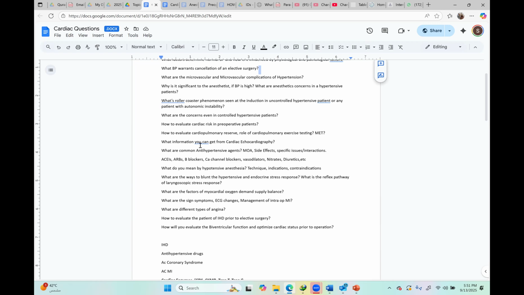Okay. So a good anesthesia is that you try to avoid this, because this will cause all the complications. So you try to optimize preemptive analgesia, titrated doses, intra-arterial blood pressure monitoring, blunting of stress response, and titrating the requirement of anesthesia according to the stimulus. So this is the thing which can help. What are the concerns even in controlled hypertensive patients? So these are all the problems which you can face in hypertensive patients.